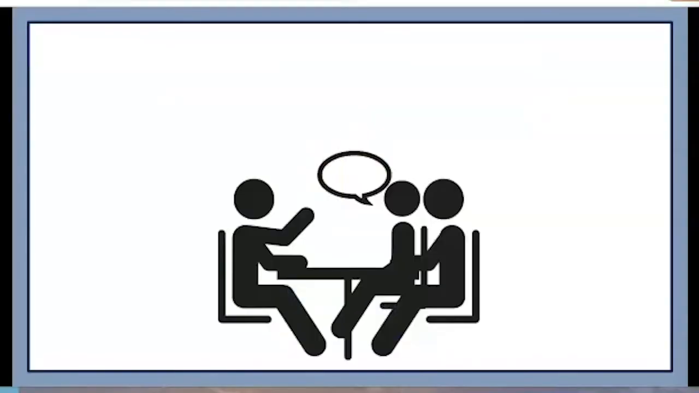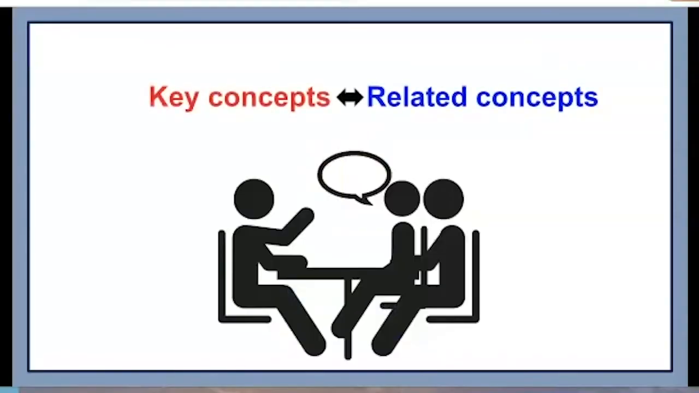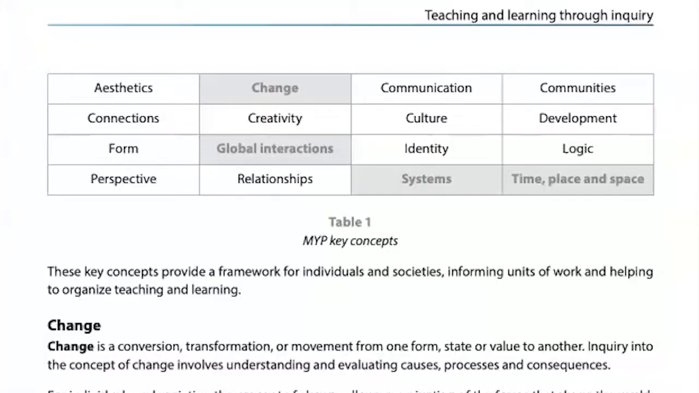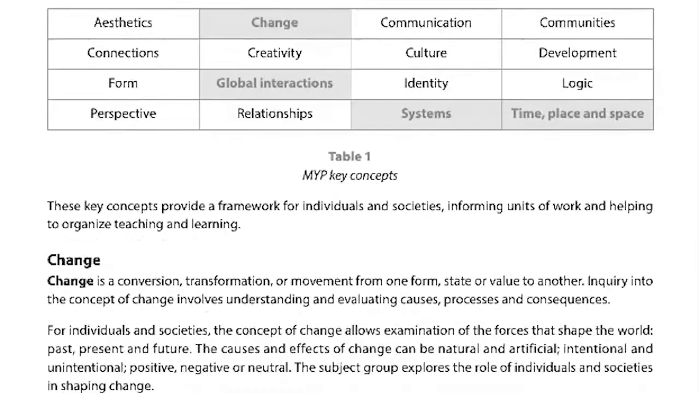Subject group team can meet and they can start with a list of the subject's prescribed key concepts and related concepts and brainstorm. What are the connections between them? What relationships exist between them? How does one impact the other? For example, in individuals and societies, the team might consider these key concepts: change, global interactions, systems, and time, place, and space, all important key concepts in this subject group.